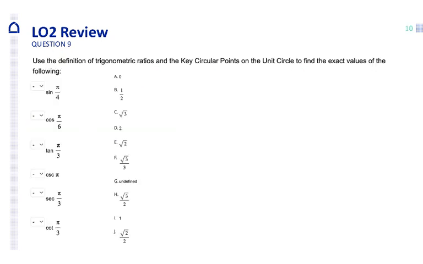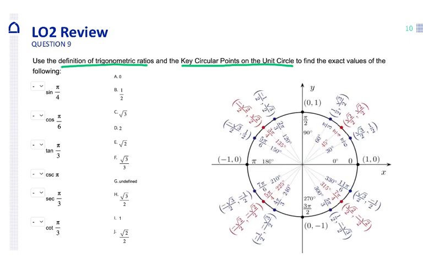Okay, this is a matching question. And they're saying use the definition of trig ratios and the key circular points on the unit circle. Let me pull that up from the formula sheet. And let's remember that the sine of any angle on the unit circle is equivalent to the y value. So let's find pi over 4. And there it is. So the y value for the point on the unit circle is square root of 2 over 2, which is choice J.